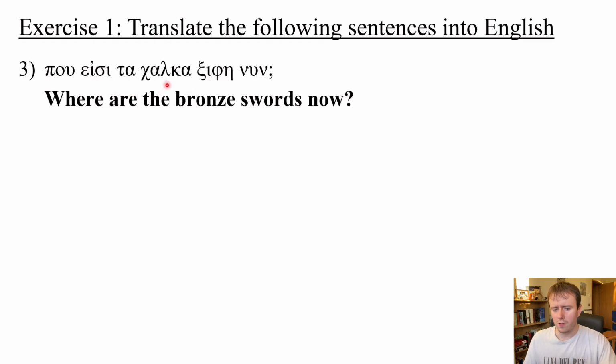We know that the adjective chalkus means bronze, and it's sandwiched in between the definite article and noun. The noun here is xipos, but here it's xiper because it's in the nominative plural. This is a 3C noun which has er in the nominative and the accusative plural. And nun means now. The reason it's in the nominative, by the way, is because the verb to be is being used. And with the verb to be, everything goes in the nominative.